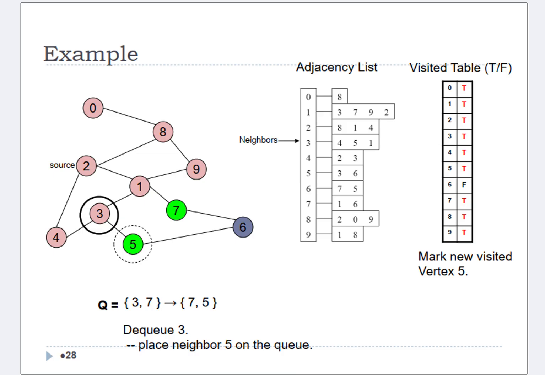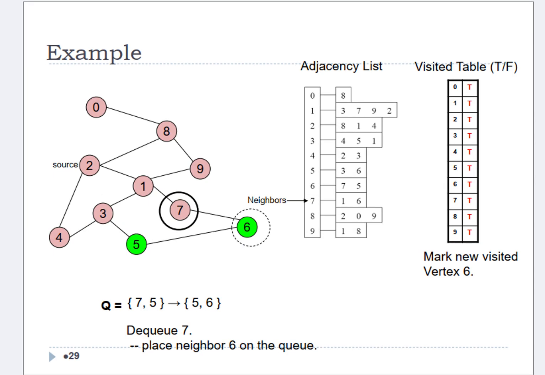Source 0. Q equals 3, 7, then 7, 5. Dequeue 3. Place neighbor 5 on the queue. Next step: adjacency list, visited table T/F. Mark new visited vertex 6. Q equals 7, 5, then 5, 6. Dequeue 7. Place neighbor 6 on the queue.